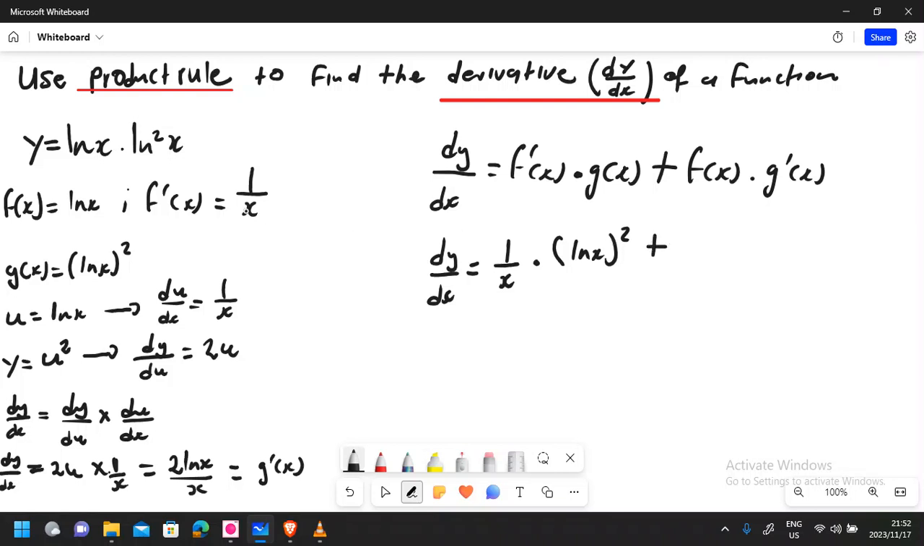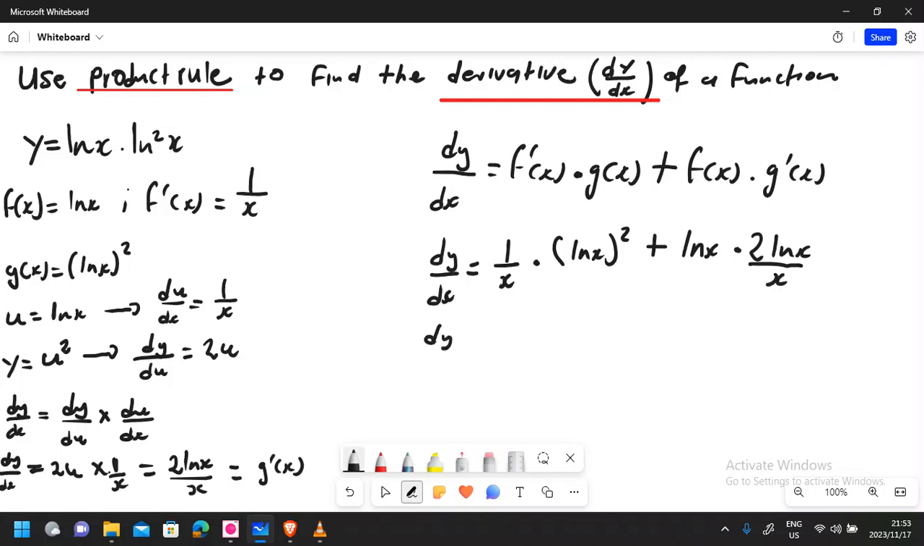Now this time around we're just going to write f of x as it is, without being differentiated, which is going to be natural log x, and then we're going to multiply it by the derivative of g of x. The derivative of g of x is the one where we use the chain rule, as you can see. So it's going to be 2 natural log over x. So multiply by 2 natural log over x.